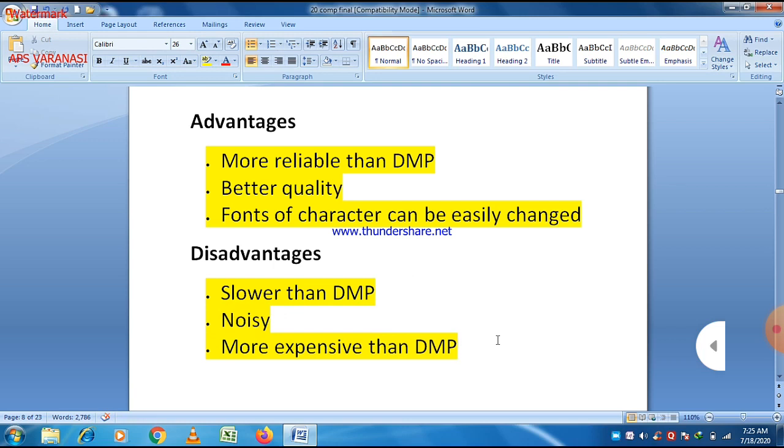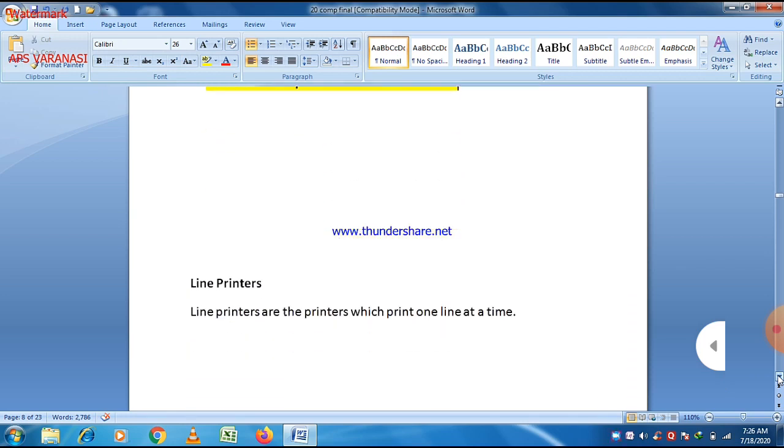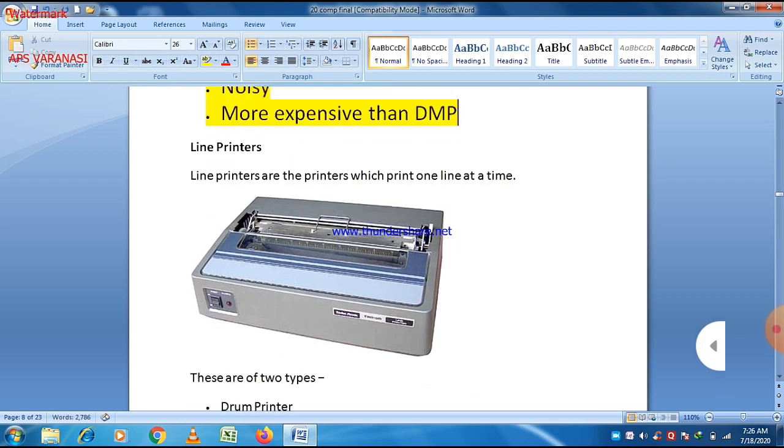Next, our next topic. Always remember the advantages and disadvantages of each and every type of printer, because they may be asked in the examination. So many types of printers are used, and some of them have some advantages and disadvantages. That's why one printer replaces other printers.